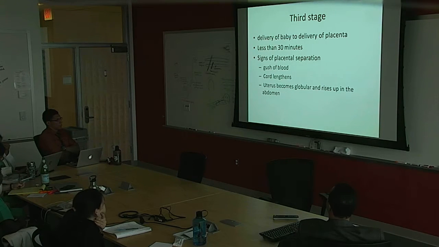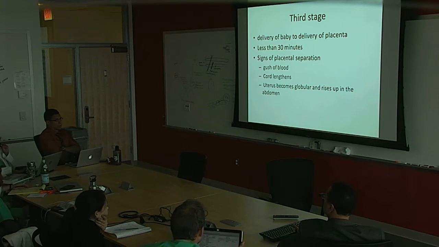The third stage of labor, delivery of the baby to delivery of the placenta, is usually less than 30 minutes. If more than 30 minutes, you need to try to take out the placenta manually, or you may need to do a postpartum D and C to remove any of the remnants, because if the placenta stays, it's going to be infected and cause a lot of bleeding, postpartum bleeding.